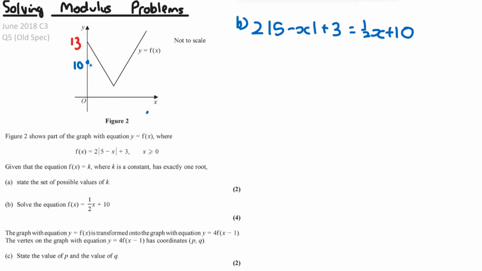Therefore this will have a lower gradient, so it will look something like this, where there are 2 points of intersection. Now it specifically says this diagram is not to scale, so it's not 100% that there might be 2 points of intersection. So you should probably check at the end, but we'll go by assuming at the moment that there are 2 points of intersection. So we talked about again how to solve these equations.